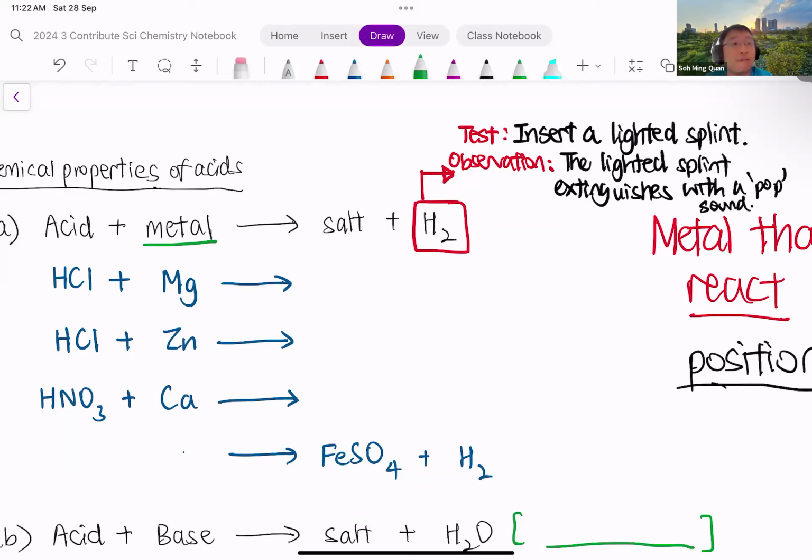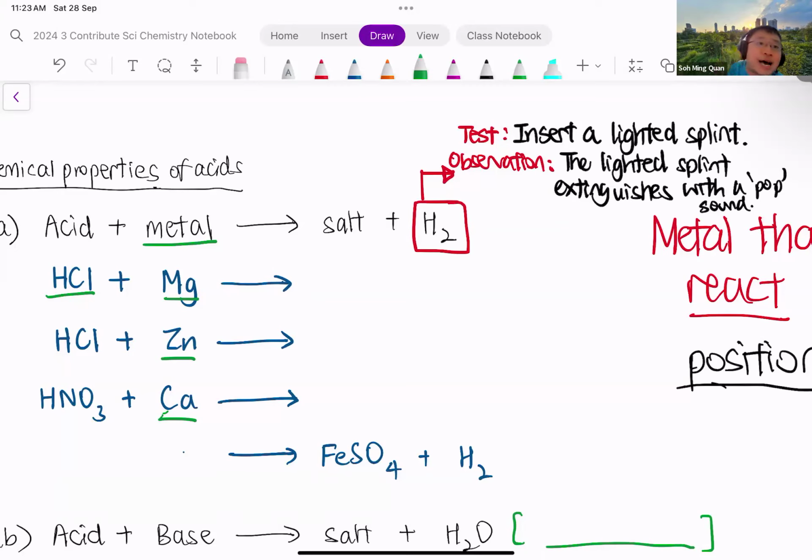So for instance, I've written 4 equations there. You can see I've reacted an acid like HCl with magnesium, a metal. You notice that if you're just starting with a metal, it's an element on its own. If it's a metallic element on its own, there is no charge at the start. So it's just Mg, it's just Ca, it's just Zn, because these are metallic elements at the start. They are not combined yet, so they have no charge.